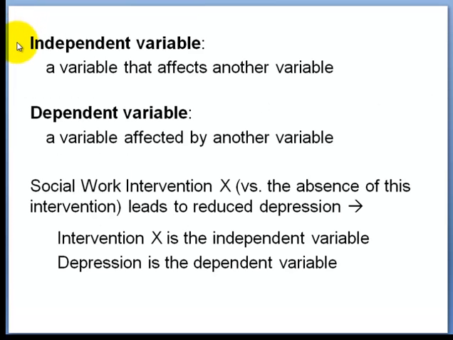We're shifting back to a sort of definition mode again. An independent variable is a variable that affects another variable. On the other hand, the dependent variable is the affected variable. So if intervention X reduces depression, then we would say that intervention X is the independent variable, the one doing the causing, and that depression is the dependent variable, the one that is affected.